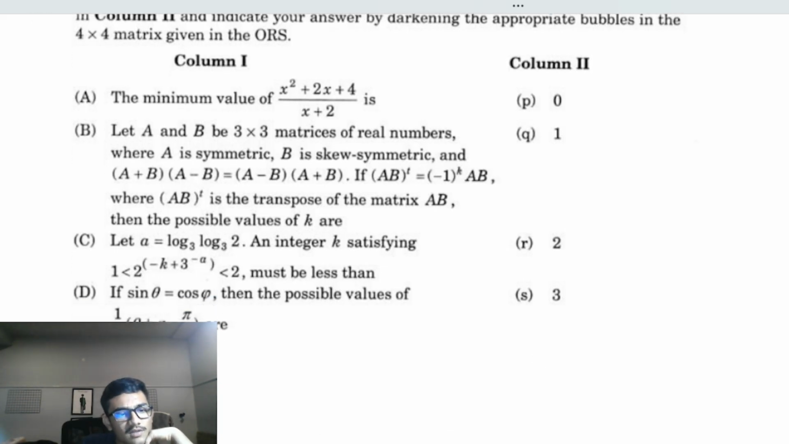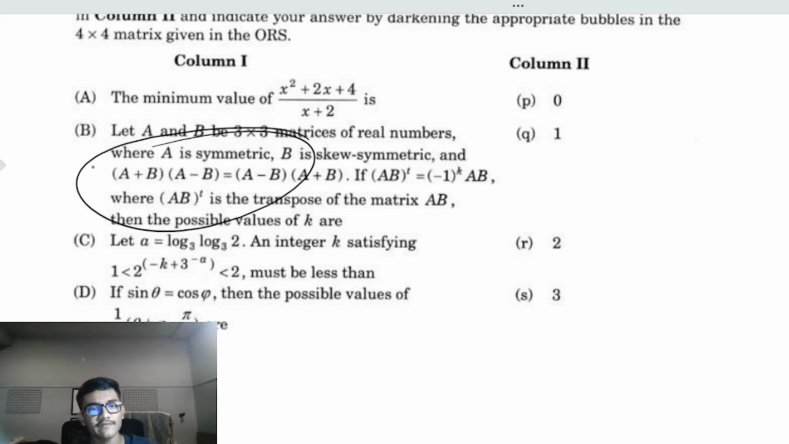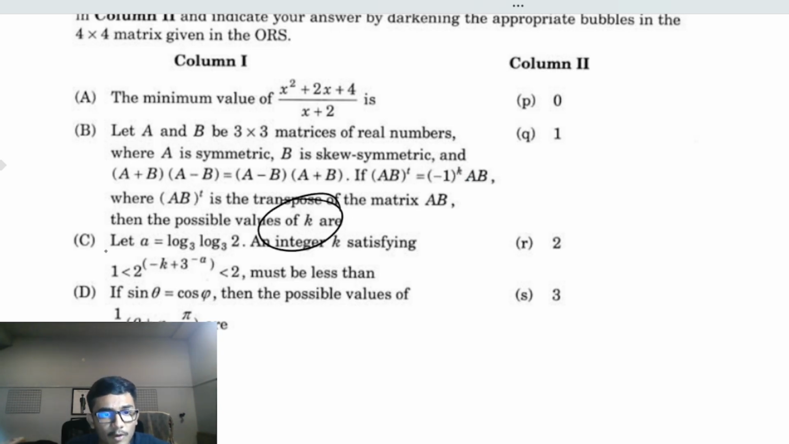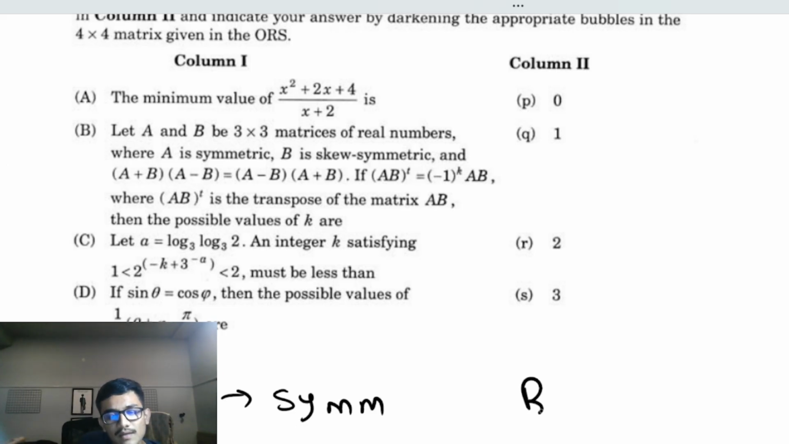Let us start with option number B. It says that A and B are 3 cross 3 matrices of real numbers, where A is symmetric and B is skew symmetric, and this is a particular equation which they satisfy. This thing is also given to you. We have to find possible values of K. Okay. Now A is a symmetric matrix and B is a skew symmetric. This is a very important thing.